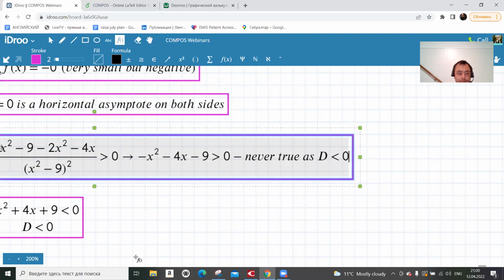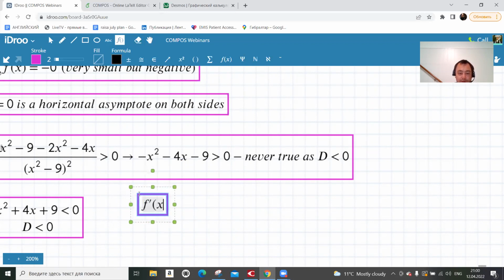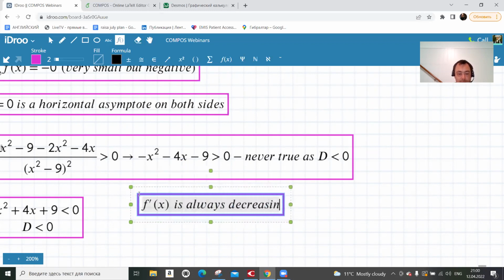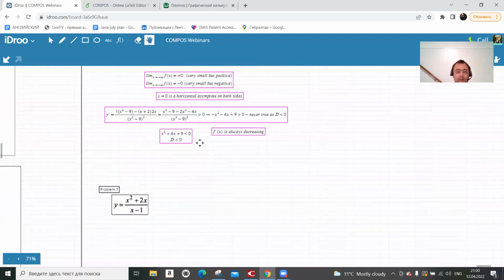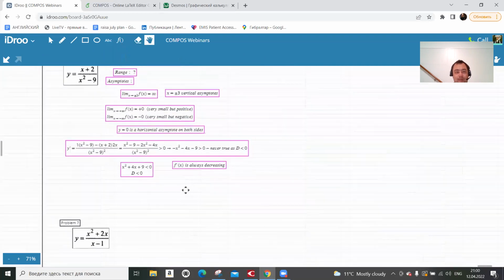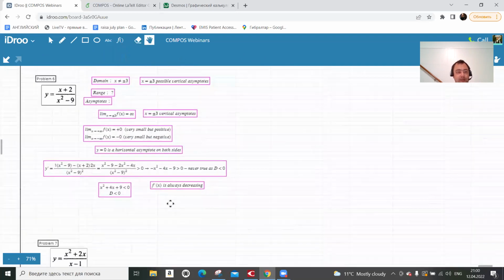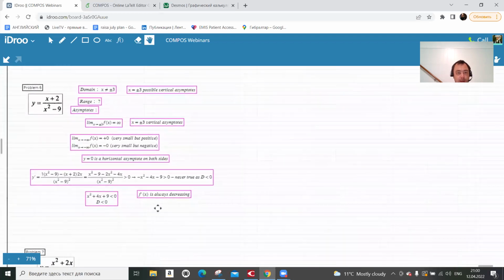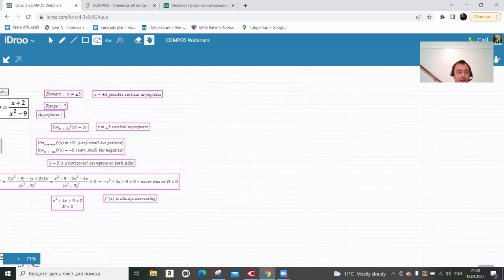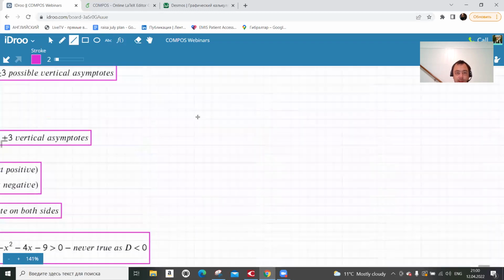Therefore, f prime of x is always decreasing. That's an important piece of information. I'm going to skip the second derivative here. I don't think there's going to be anything useful there. And I'm just going to jump straight into the table.